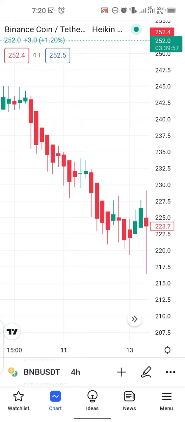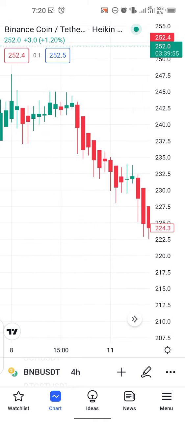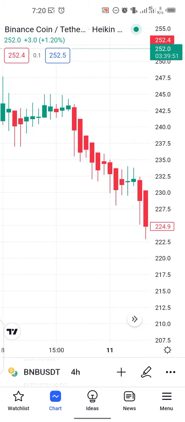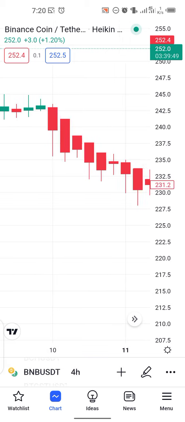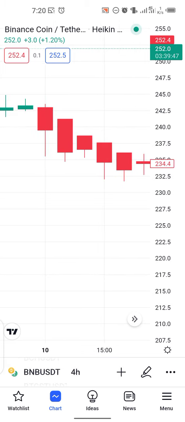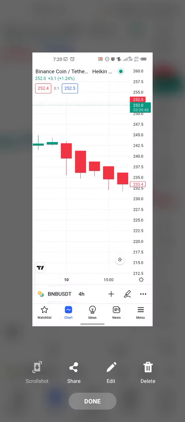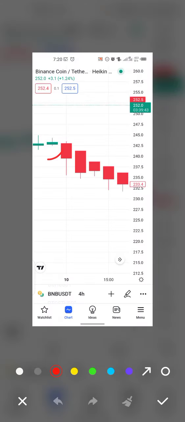Now, the other one that I want to show you is what you call a pin bar. Okay, because a doji is different from a pin bar. Now, what you see here, it is a pin bar. When a pin bar is formed in an upward trend, so if the market was going up, and now a pin bar comes up in the trend, then it means the market will go down.